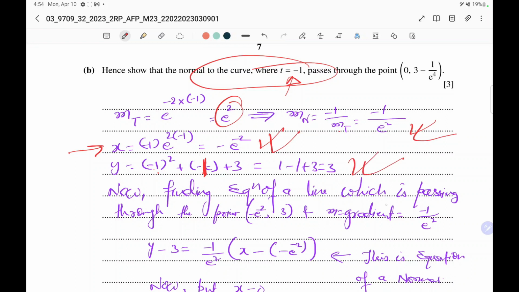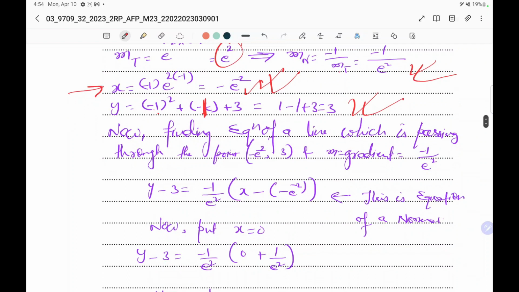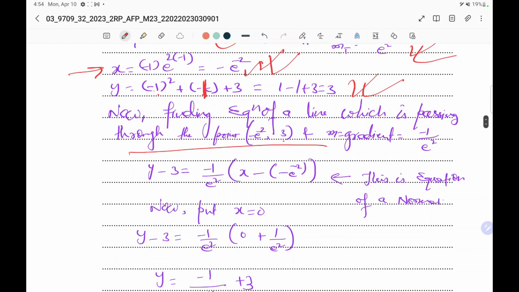Now finding the equation of the line which is passing through the point x is minus e to the power minus 2 and y is 3, and the gradient is minus 1 over e squared. So that will be the equation of the normal. You know that y minus y1 equals m times x minus x1. So y minus 3 equals minus 1 over e squared times x minus e to the power minus 2. So this is my equation of the normal.